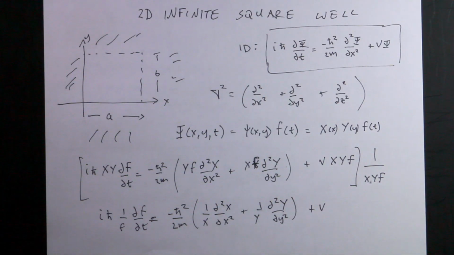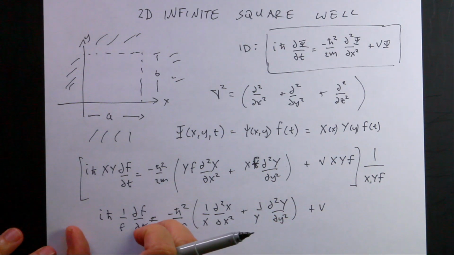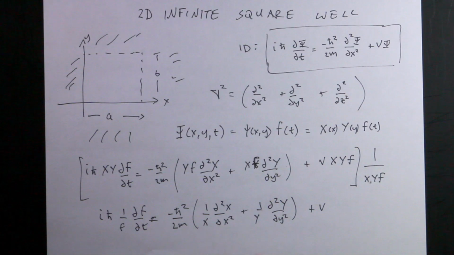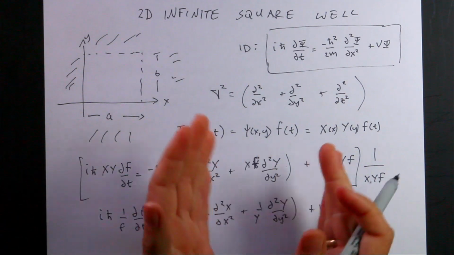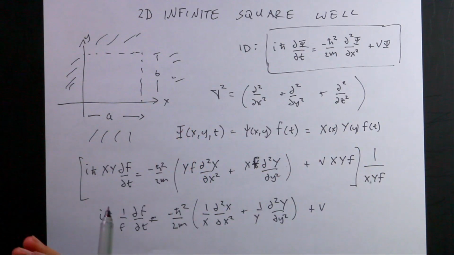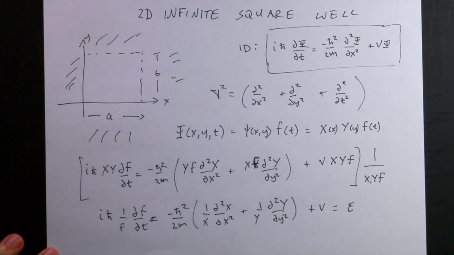Okay, so this is pretty nice in that right away we can see something here. This side only depends on space, assuming the potential does not change with time, and this side only depends on time. So the only way for both of these to be satisfied, I have a time part and a space part, they both have to be equal to a constant. So we're going to call this constant E. So let's take a look at the time part.